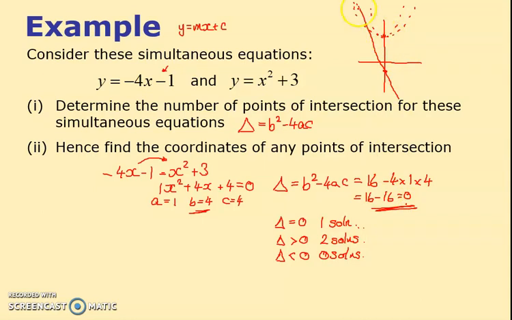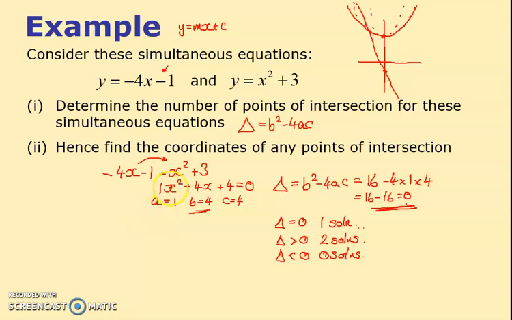So this is what I was talking about before. What does it look like? Well, I think it looks like that. They definitely cross, but it seems to be the case that they only cross in one place. It says, hence find the coordinates. Now this is where I meant to solve it. I know there's only going to be one place, but I now go back and do it.